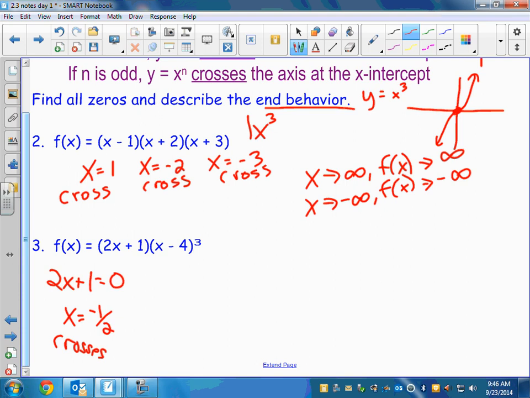What about this one? I should have made that an even number, but I didn't. X minus 4 to the third power. The 0 here is still just going to be 4, because the cube root of 0 is still 0. But that degree is what determines whether it crosses or touches. Since it's still odd, even if it's a third degree, we're going to say it still crosses. If that would have been a squared or a fourth or a sixth power, an even number, we would have said it only touches there instead of crosses. So if it's odd, it's going to cross, and if it's even, it's going to touch.